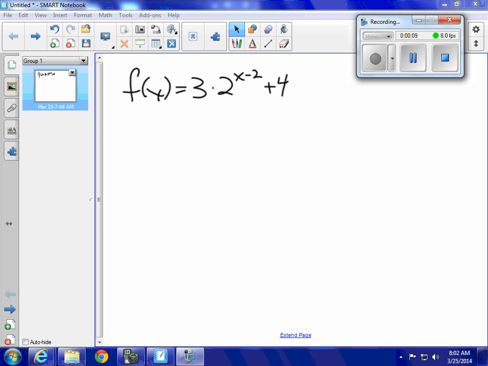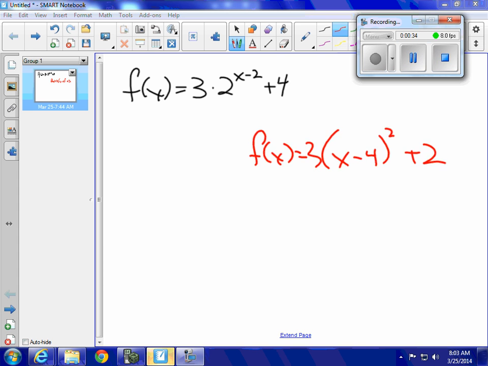All right. So I have several questions that we're answering based on this function right here. The first question is, what is the parent function? If I wrote a function f of x equals 3 times (x minus 4) squared plus 2, I'm pretty sure everybody would recognize that the parent function here is x squared, and that I have an a, an h, and a k.